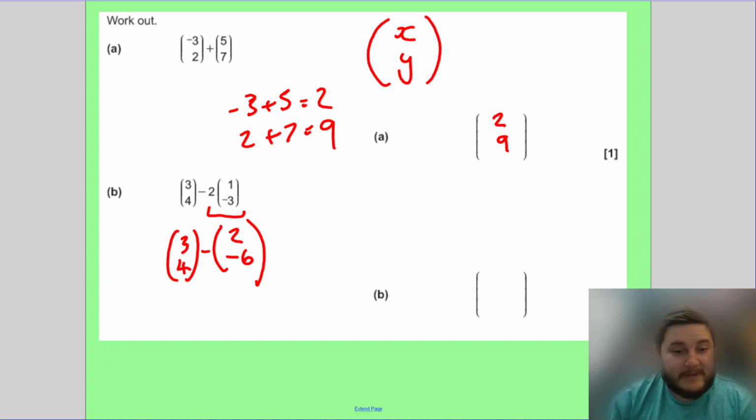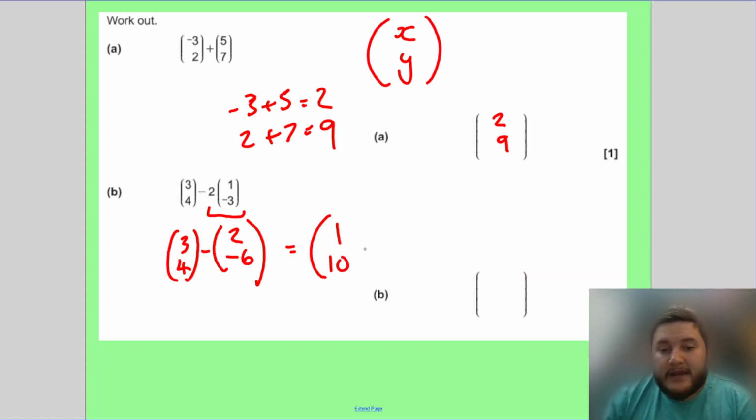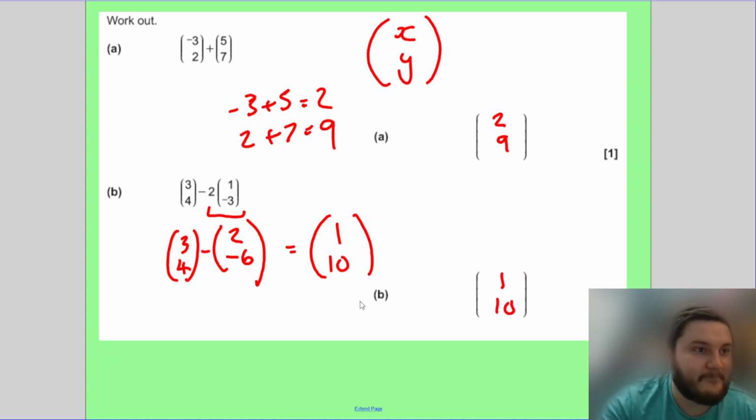Now the only thing we've got to be careful about here is subtracting a negative number. 3 take away 2 is 1. 4 subtract -6 is +10. So this is going to be the column vector 1, 10. Okay then.